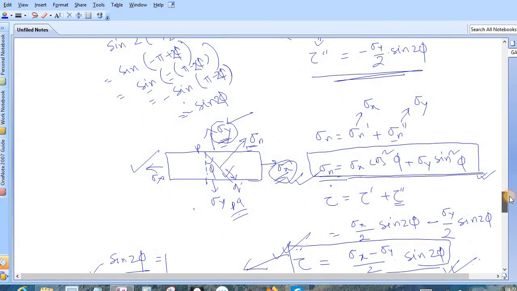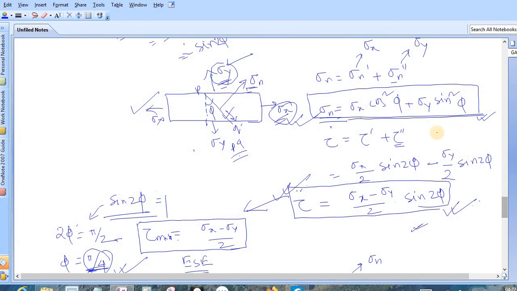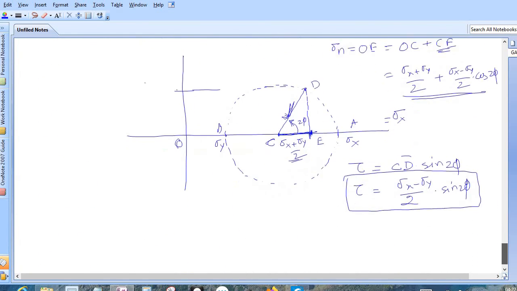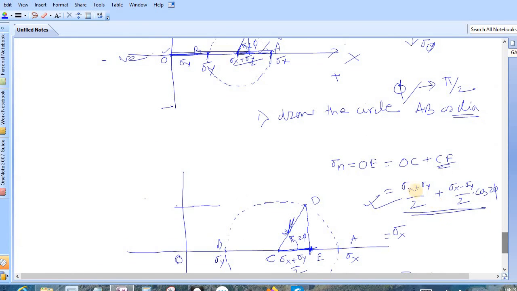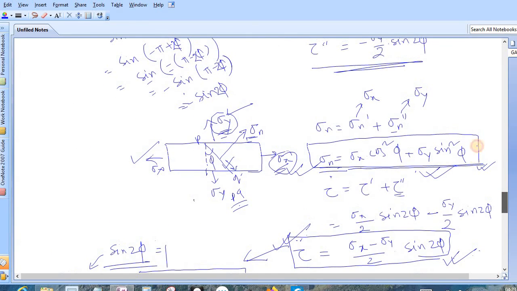This simplification is not part of this video. This is a trigonometrical class. My request to you, please check it by yourself whether these two formulas are the same or not. This formula and this formula should be identical.